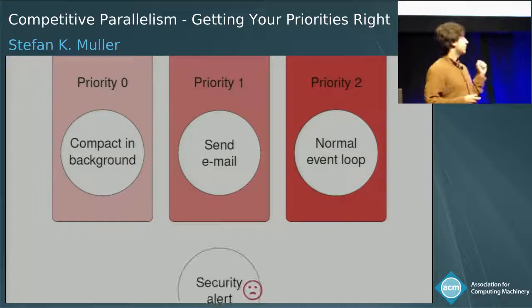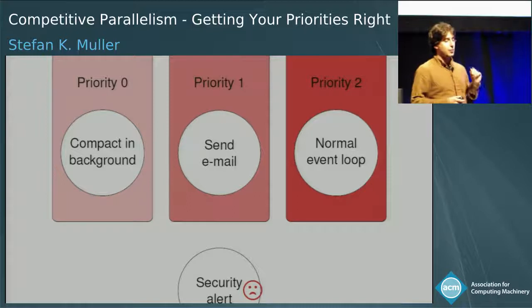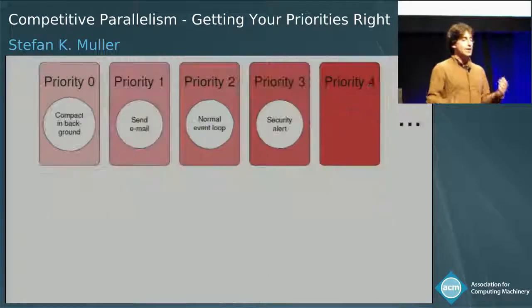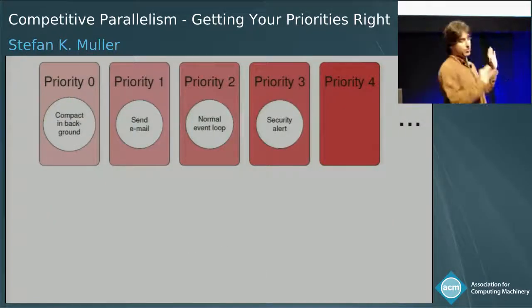Until we want to implement another thread to display a security alert, which should be higher priority than the event loop. Well, now we're out of luck. Fortunately, most systems for thread priorities have more than 3 priorities. In fact, even decades ago, the Mesa system had 7 priorities. So we're okay for now for our email client.